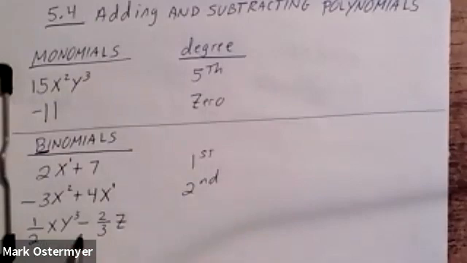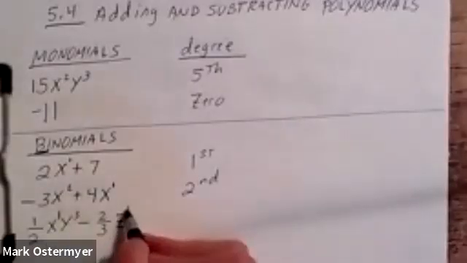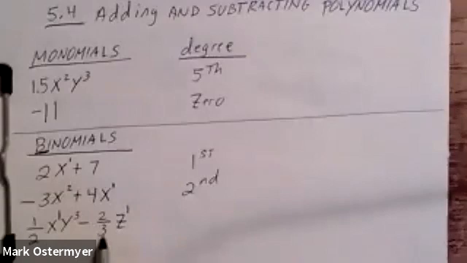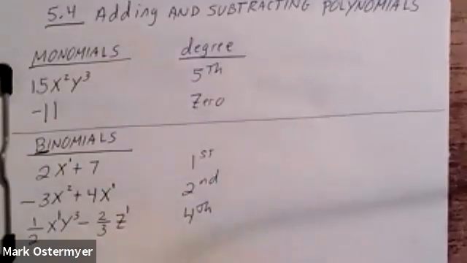All right, here's another example of a binomial. One half xy cubed minus 2/3 z. What's the degree of this first term? The degree of this first term would be 3... 1 plus 3, 4, fourth degree. And what's the degree of this term? Just 1. So what's the highest degree term? The highest degree term is what? 4. So this would be an example of a fourth degree binomial. All right.